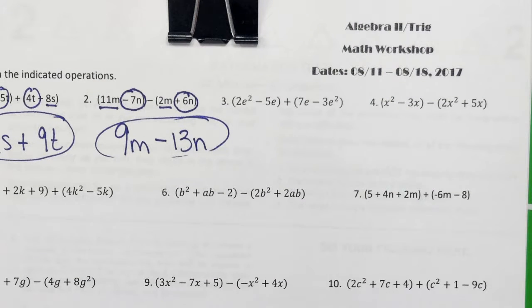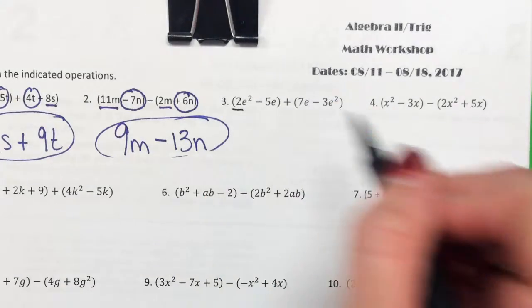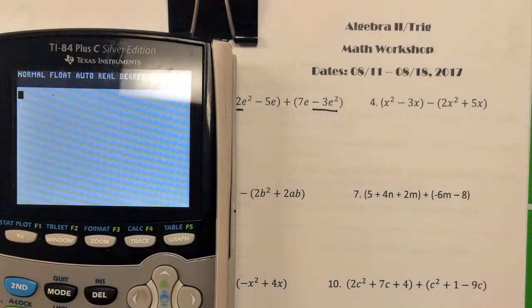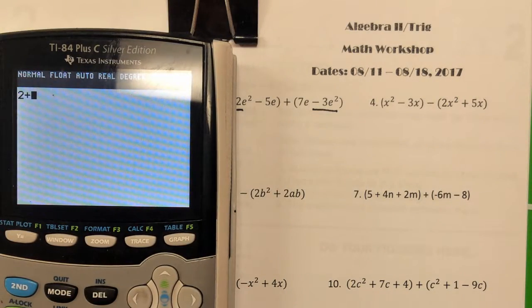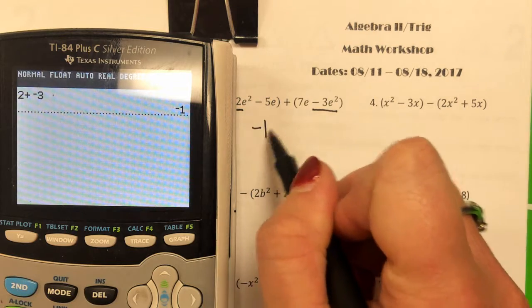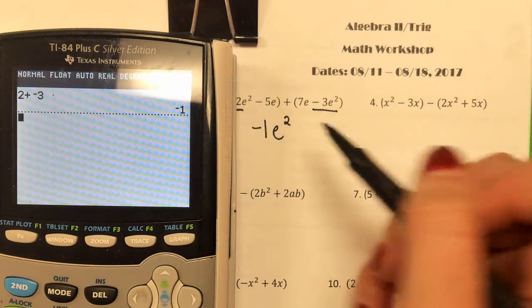All right, what about number 3? What are you going to add and subtract on number 3? What you got? Which numbers? 2 and negative 3, right? All right, so use your calculators. Just type it in. 2 plus negative 3. What'd you get? Negative 1x to the second.